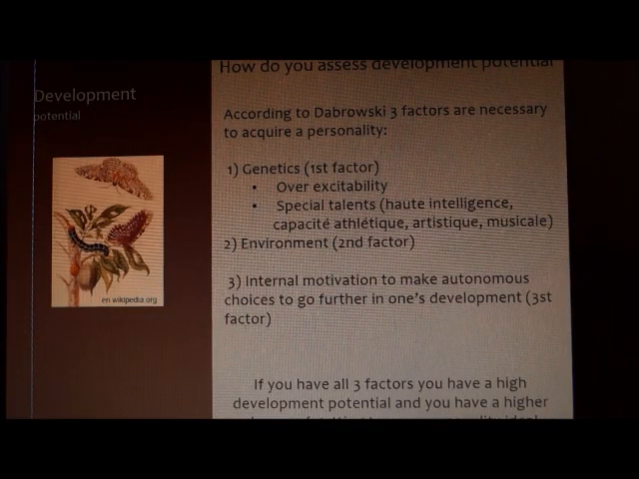The third factor is the internal motivation of someone to make an autonomous choice to actually develop their personality further, to become the best person they can be. Dabrowski says that if you have all three factors, you have a very high development potential, and so you have a much higher chance of getting to reach your personality ideal.